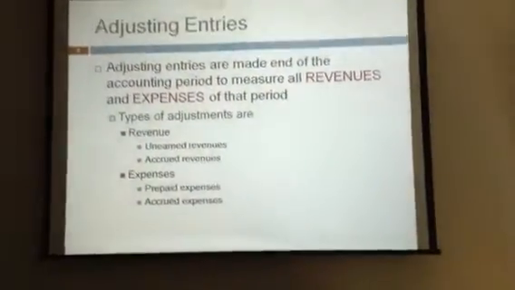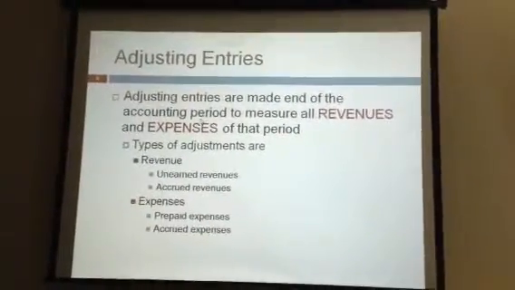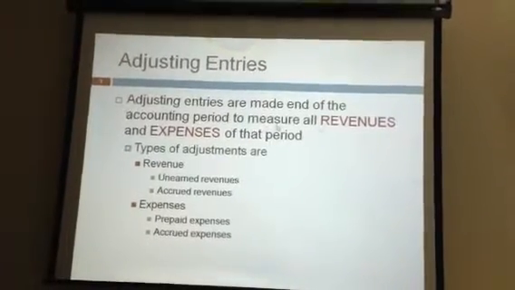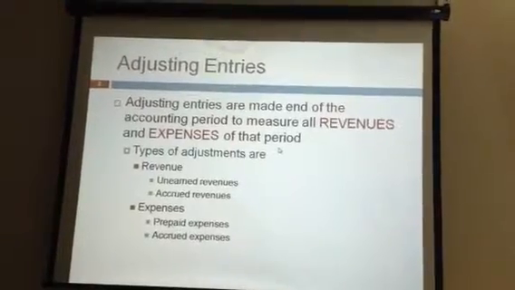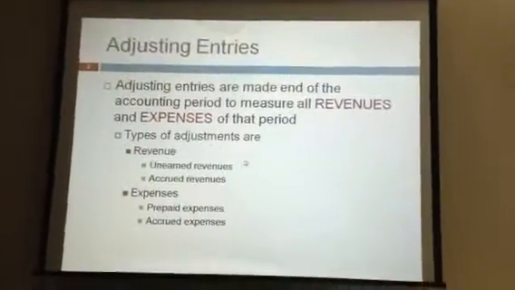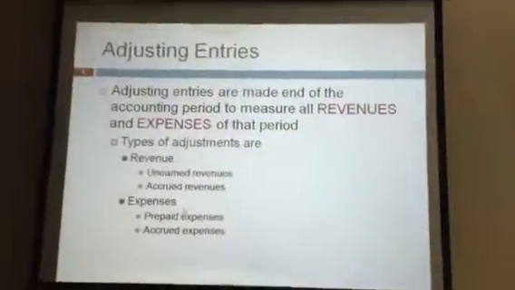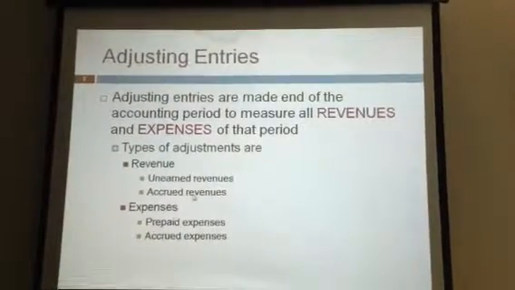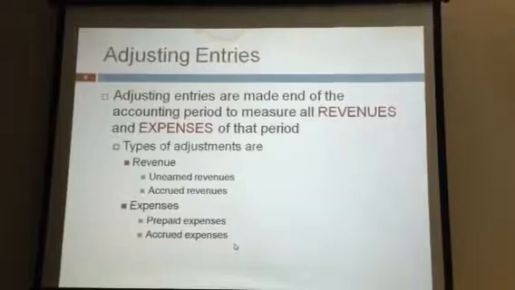The topic is adjusting entries. Adjusting entries are made at the end of an accounting period to measure all revenues and expenses for that period. There are two types of adjustments, but in four categories. The adjustments are revenue and expenses. For revenue, we have unearned revenue and accrued revenues. For expenses, there are prepaid expenses and accrued expenses.